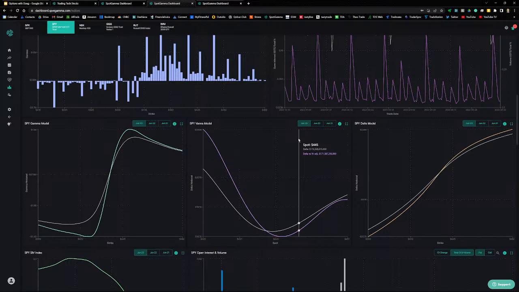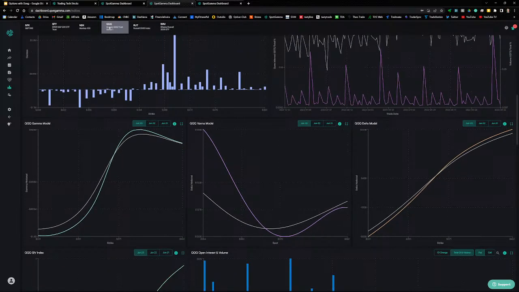So SpotGamma provides plenty of information on their website, free for everyone, whether you have a subscription or not. Also a YouTube channel with a number of great videos. So if you want to see more background information, there's your resource. All right, so this is SPY, more of a negative gamma curve, as well as QQQ, also negative gamma.